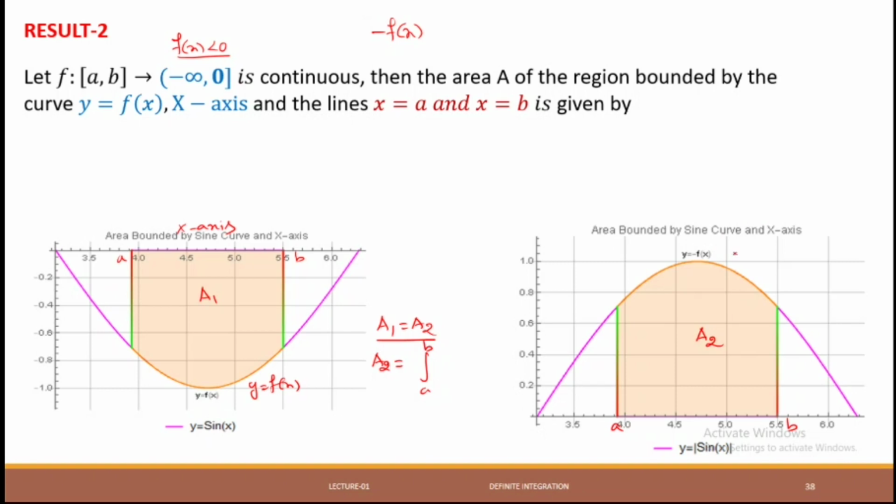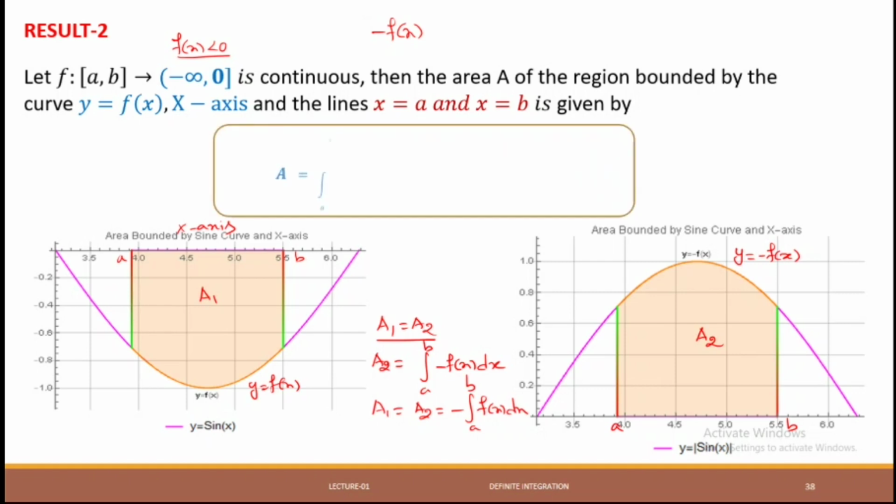Now here the function is y = minus f(x), so I will integrate minus f(x) dx. So A1 = A2 = minus integral from a to b of f(x) dx is the formula. So here is the formula for finding area under the curve in the given scenario. Hope you have understood the statement of the theorem both mathematically and graphically.